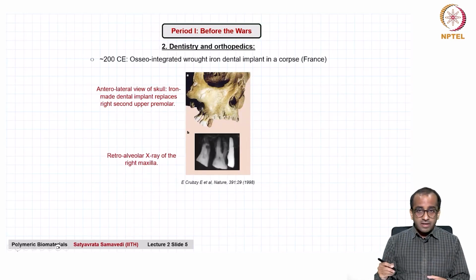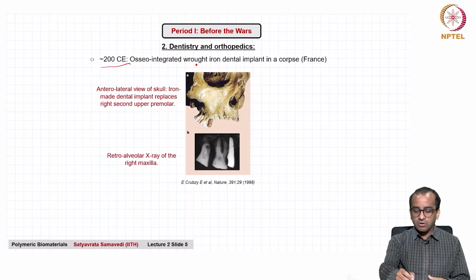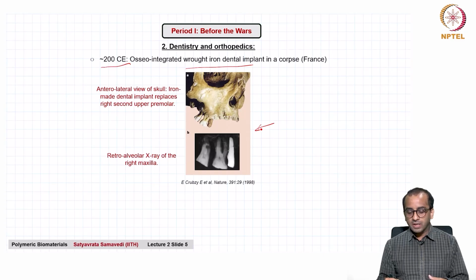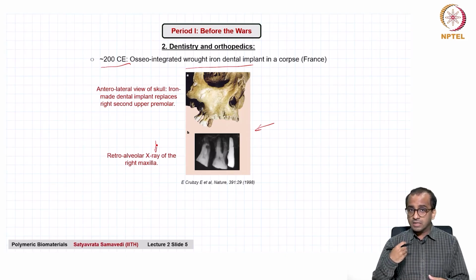We next move forward in time. We are looking at around 200 in the Common Era, and we are looking at a wrought iron dental implant in a corpse from France, whose pictures are shown here. Now, there are some very interesting things about this implant here, where the radiograph or the X-ray shows a perfect fit into the socket, suggesting that this implant, the way it was designed, may have been a deliberate design.